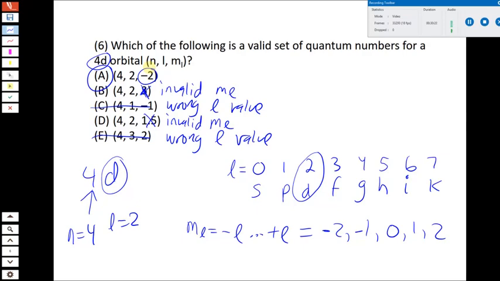All right, so this is a typical type of question, just knowing the rules for quantum numbers, knowing how to identify subshells and orbitals based on quantum numbers. So review that, yes.